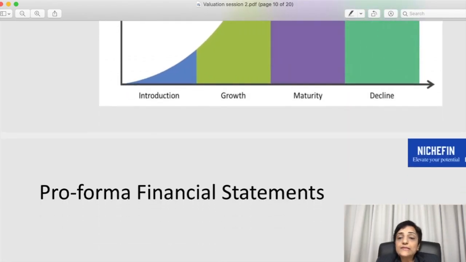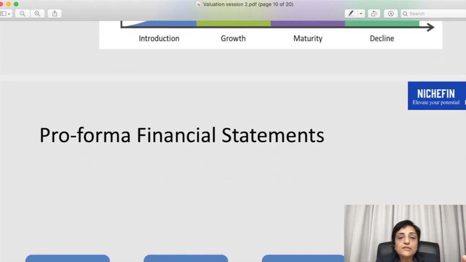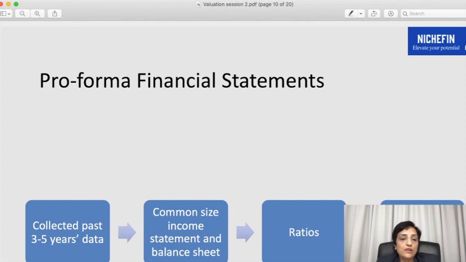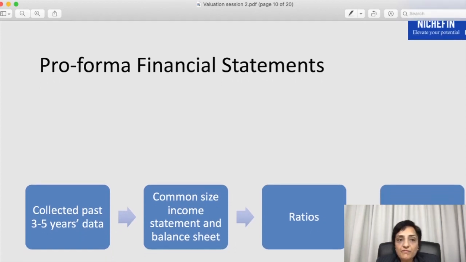Okay, next comes the financial forecasting. For that, the first thing that we use is the pro forma financial statements. For preparing the projected or the pro forma financial statements, we have to look at the 3 to 5 years past data. That 3 to 5 years data should be converted into common size income and balance sheet statements. And then we also calculate some ratios.